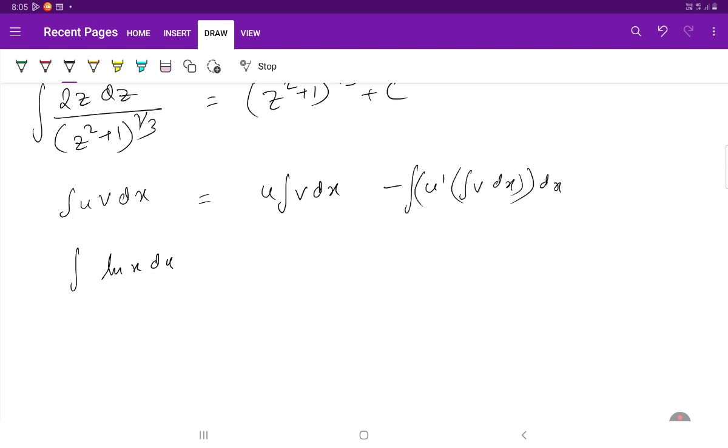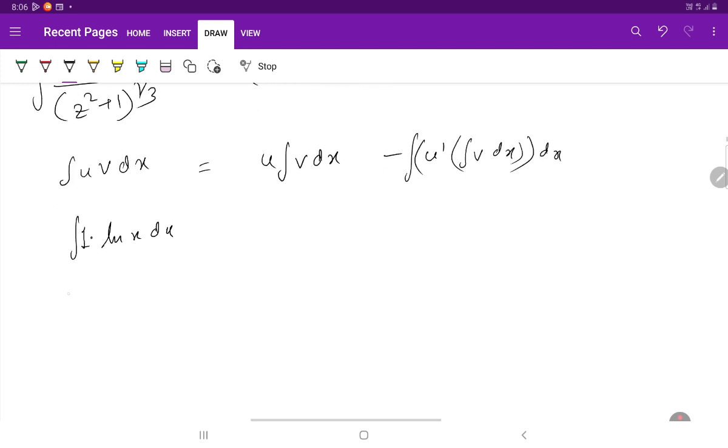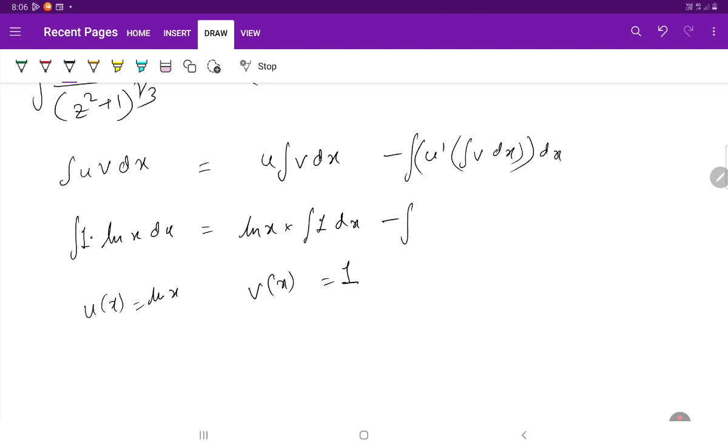How can I do it? We visualize it as integration of 1 into ln x, putting u as a function of x to be ln x and v as a function of x to be 1. This v of x is a constant and u of x is a variable function. So putting forward like that, we'll get ln x into integration of 1 dx minus integration of, what is the differentiation of ln x? It comes out to be 1 by x, into integration of 1 dx, whole dx.